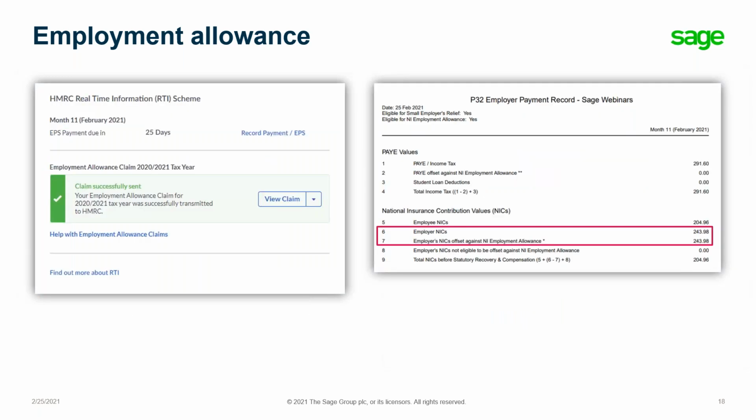What that then does is it tells you that the claim is successfully sent. And at the end of each month, when you're working out your payment, if there is any employment allowance to claim, it will be offset against the employer's national insurance, thereby reducing the amount that you pay, and you're claiming back up to £4,000 per year from the government. So great scheme if you're eligible for it, and pretty simple to set up in the software as well.